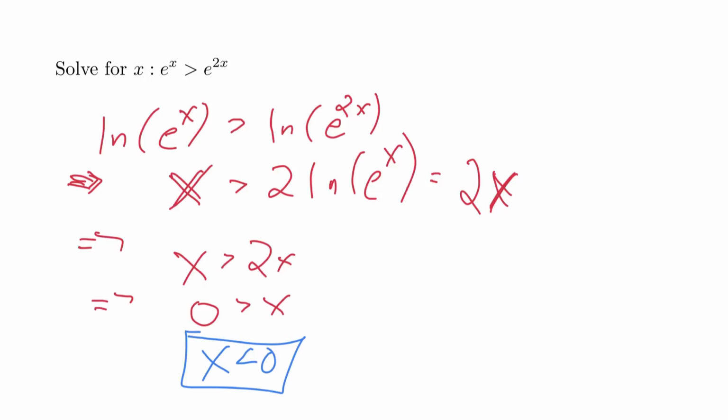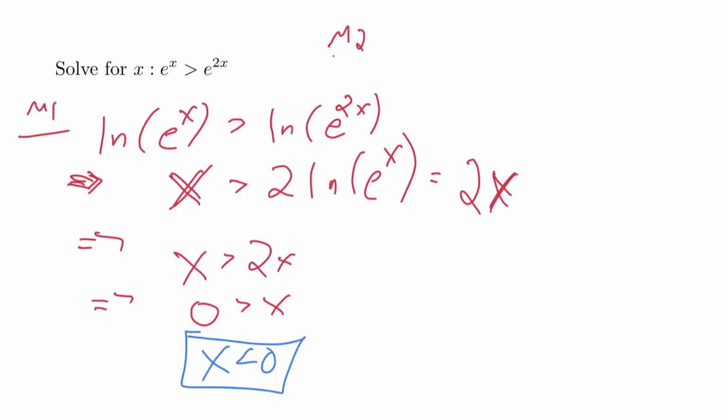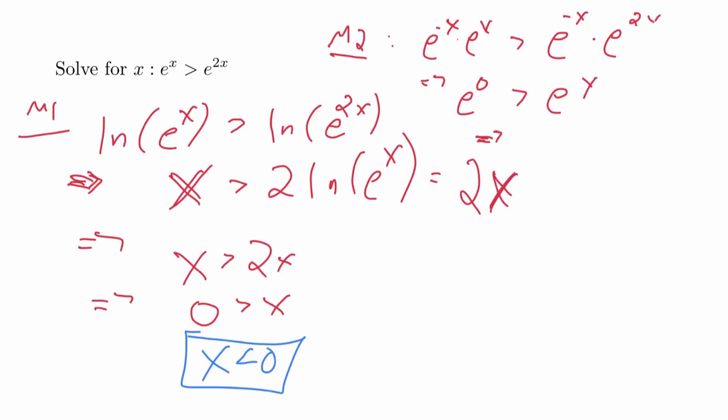Okay. One other way to do this without involving logarithms is the following. So we'll call this method 1. Method 2 would be to say multiply both the left and right hand side by e to the minus x. Then I get that e to the minus x times e to the x should be greater than e to the minus x times e to the 2x. So I get that e to the 0 should be greater than e to the x, aka 1 should be greater than e to the x. So when does this happen? Well, if I know the plot for e to the x, I see it's exactly when x is less than 0.